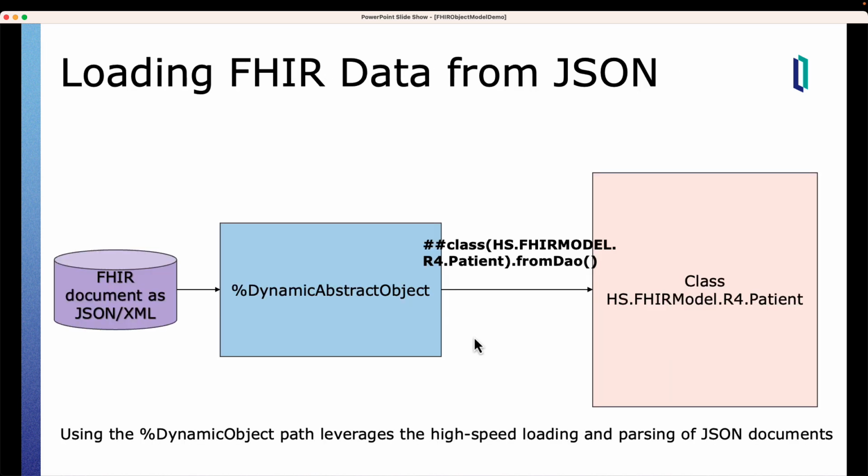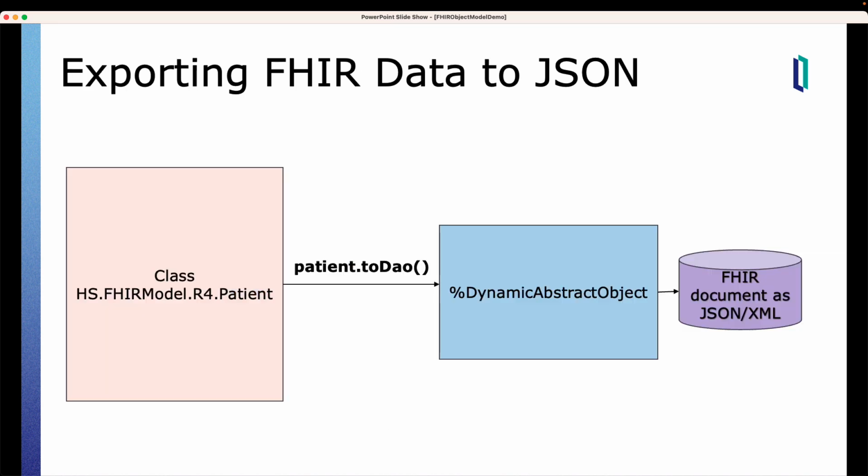And we could then also load data from dynamic abstract objects to class data for HS FHIR model R4 patient. So dynamic objects is high speed, but we could basically then convert these to classes that you could use for manipulating these objects.